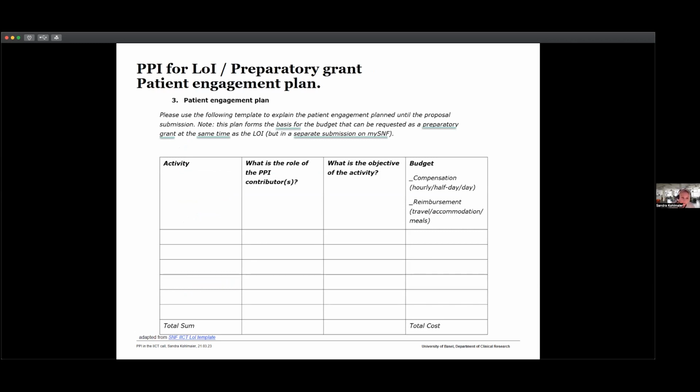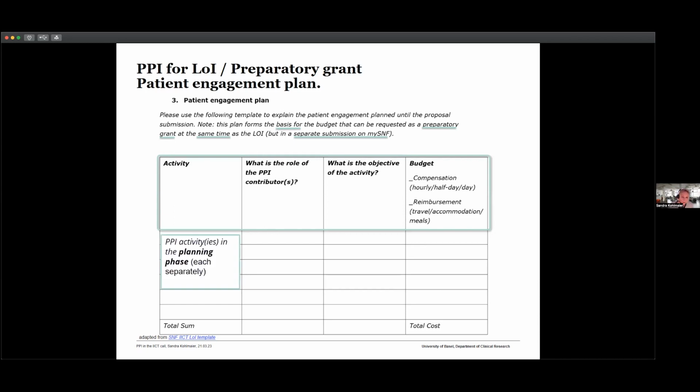And this is what you have to do. You have to enter your activities that you are planning in the patient engagement plan. And this is actually how it will look like in the template for the letter of intent. And it is the basis also for the preparatory grant, which will be submitted, as I said before, at the same time as the letter of intent. But it is a separate submission on the My SNF side. So when you have logged into My SNF, you will find two different parts, the letter of intent and the preparatory grant. And what do you have to fulfill or fill in here?